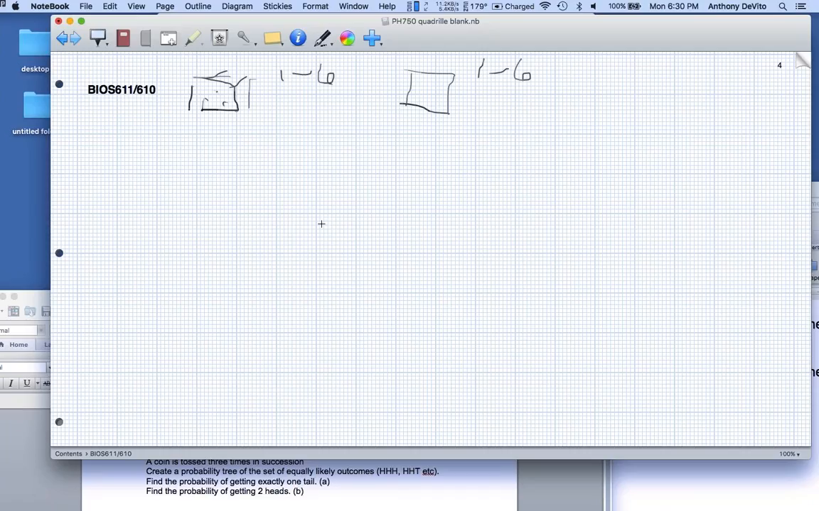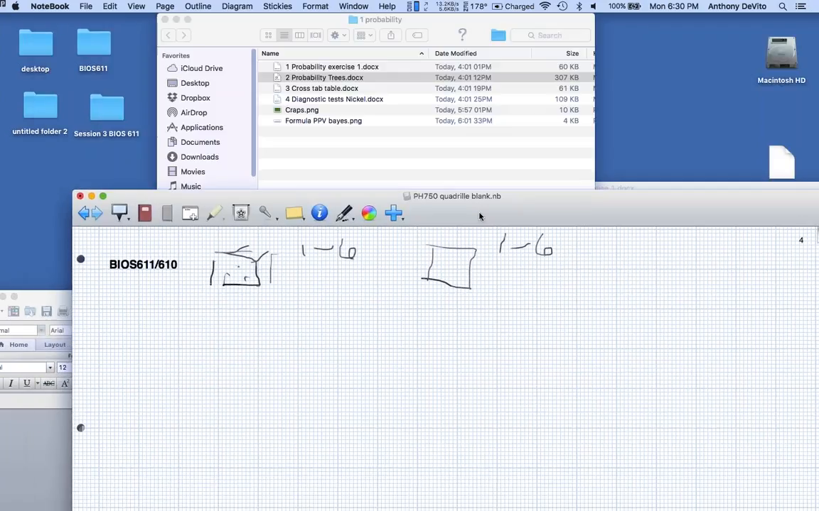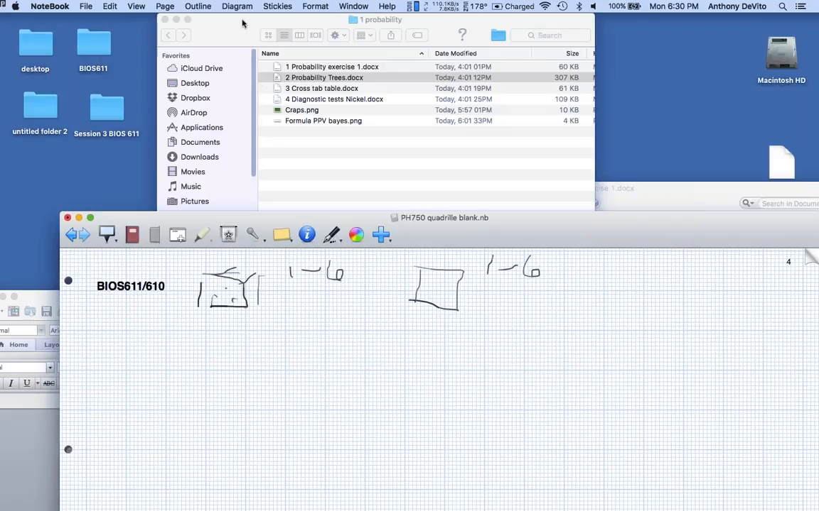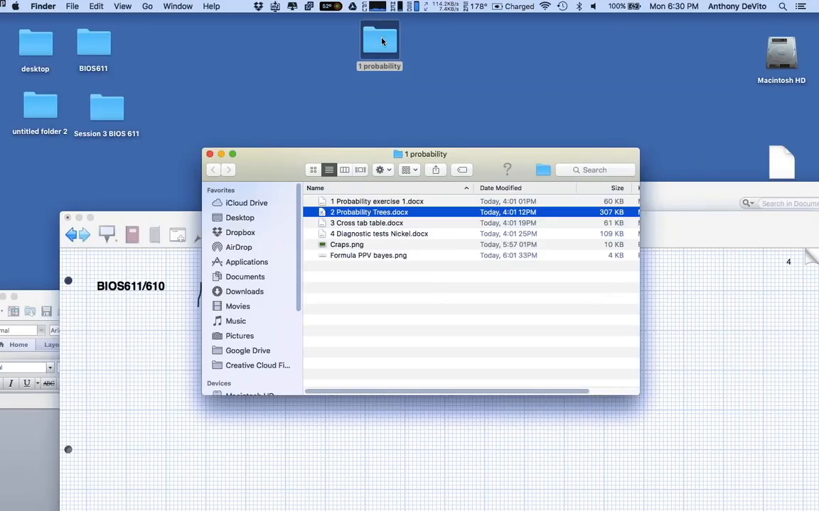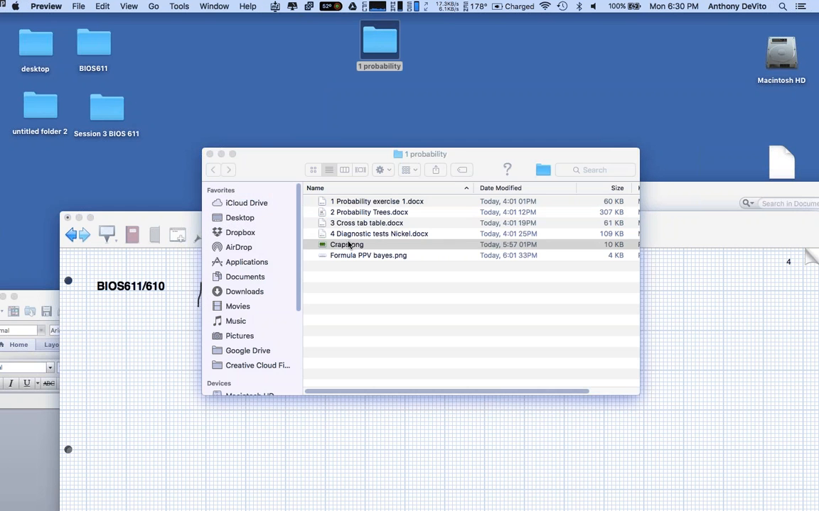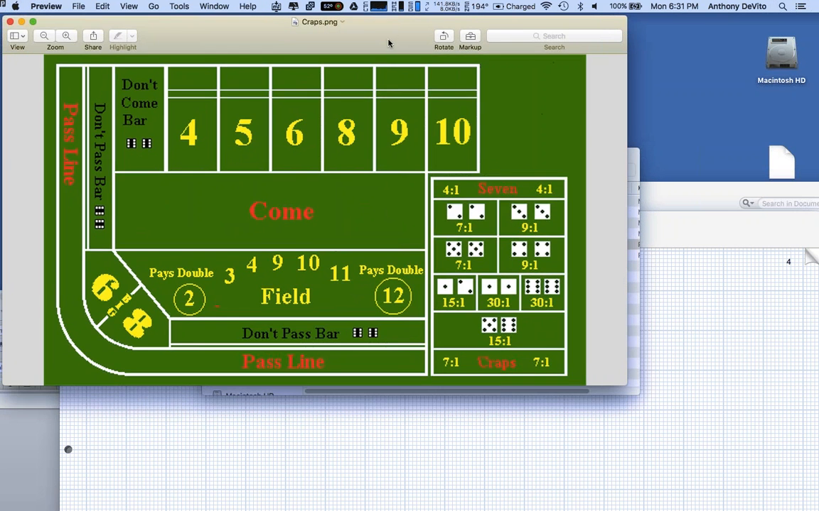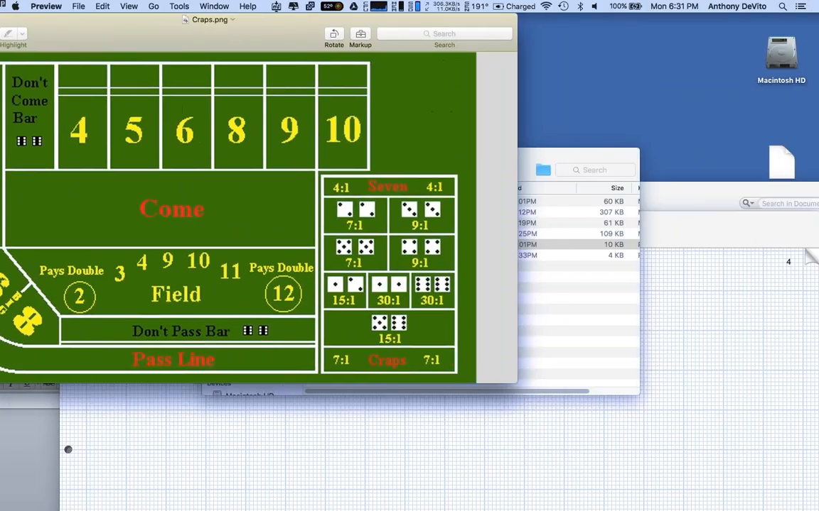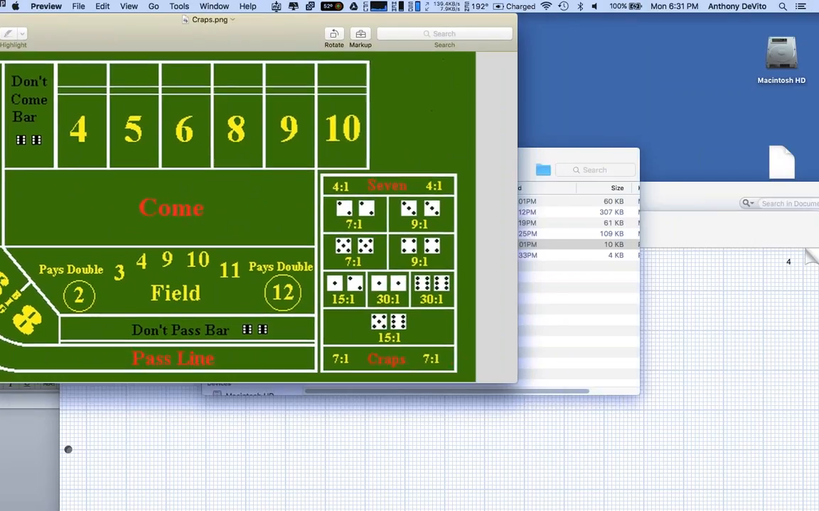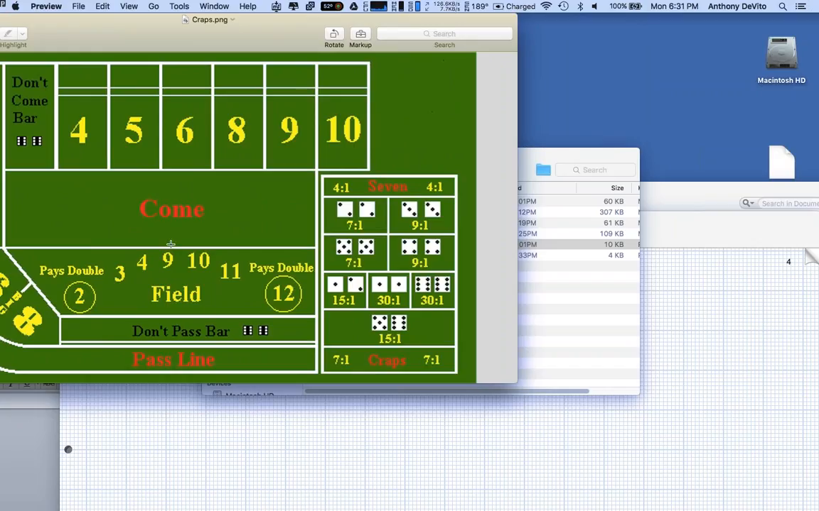Okay, so let's see. Next trip that we take to the craps table, if you look at a craps table, I got a picture of one here somewhere. Okay, we're going to test something here. All of this stuff over here is very confusing. Come, don't come, pass, don't pass, stuff like this.